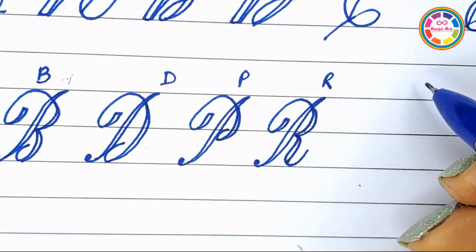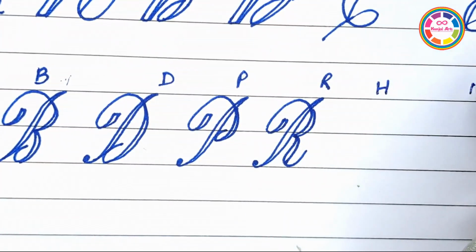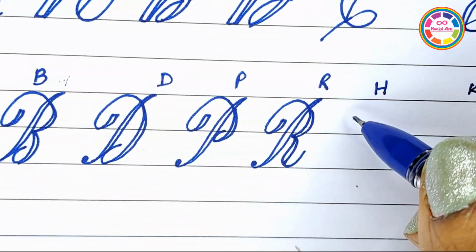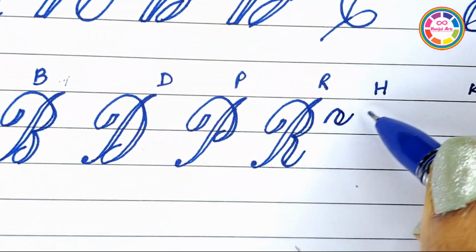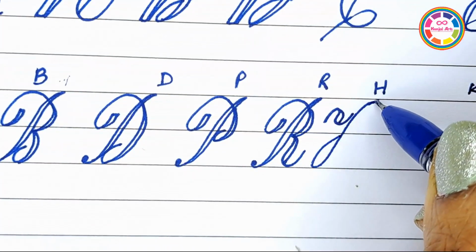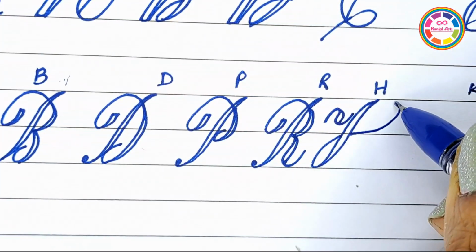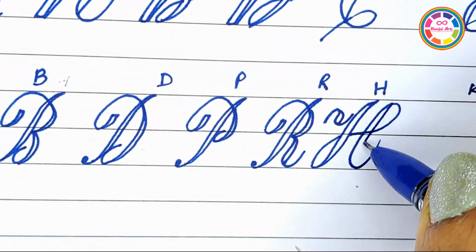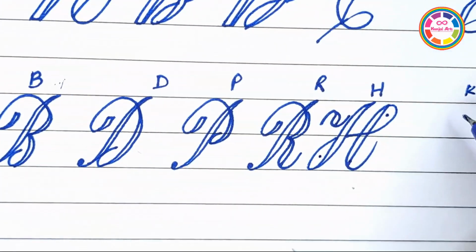The next 2 alphabets, H and K. So for the H, we will be beginning with the compound curve, then the capital stem ending with a descending loop, and then we go up, ascending loop, and underturn. So make it fat over here. See to it that both these loops are going to be the same size.